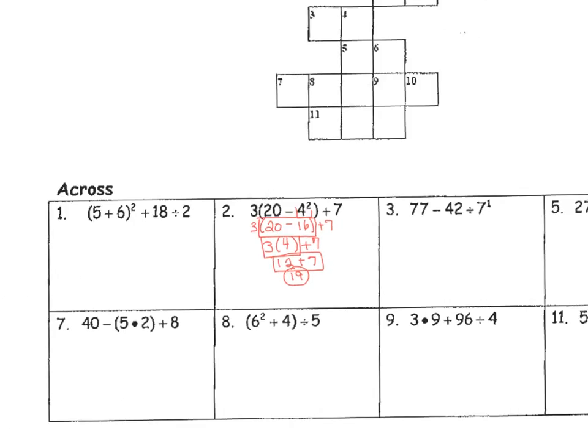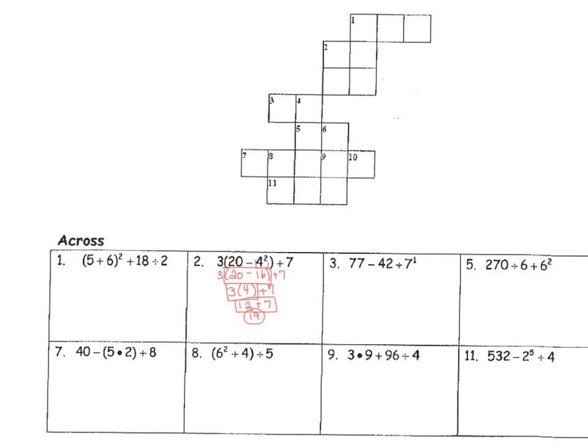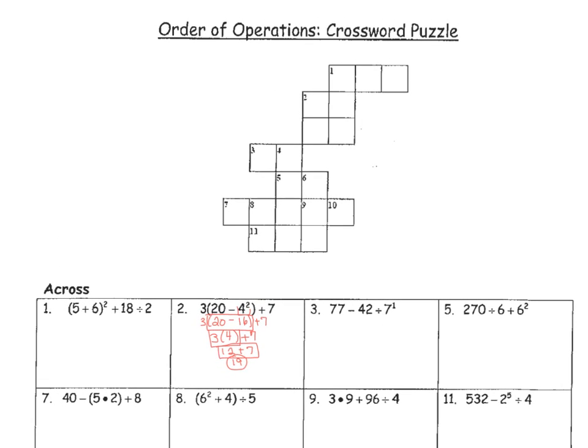Now, number 2 is across. So up here at the top, you're going to write the number 19.